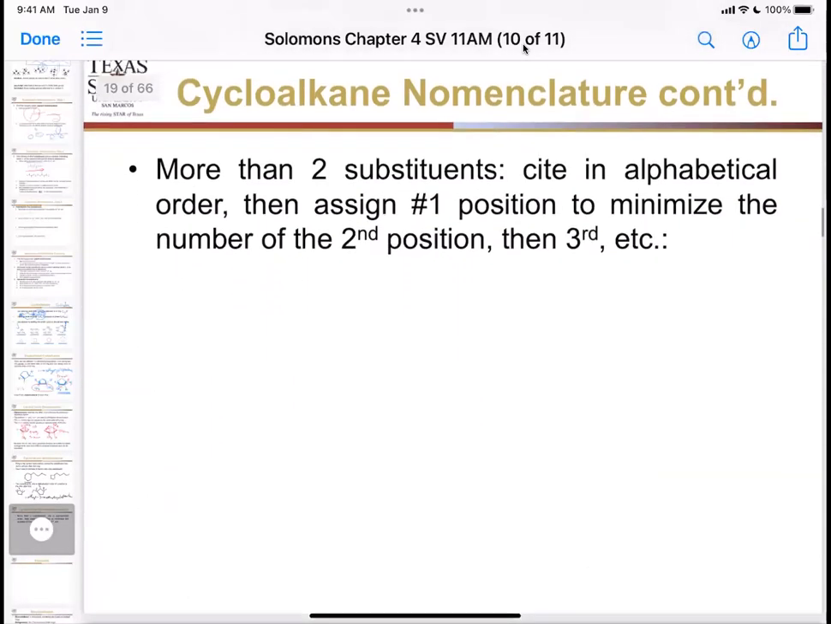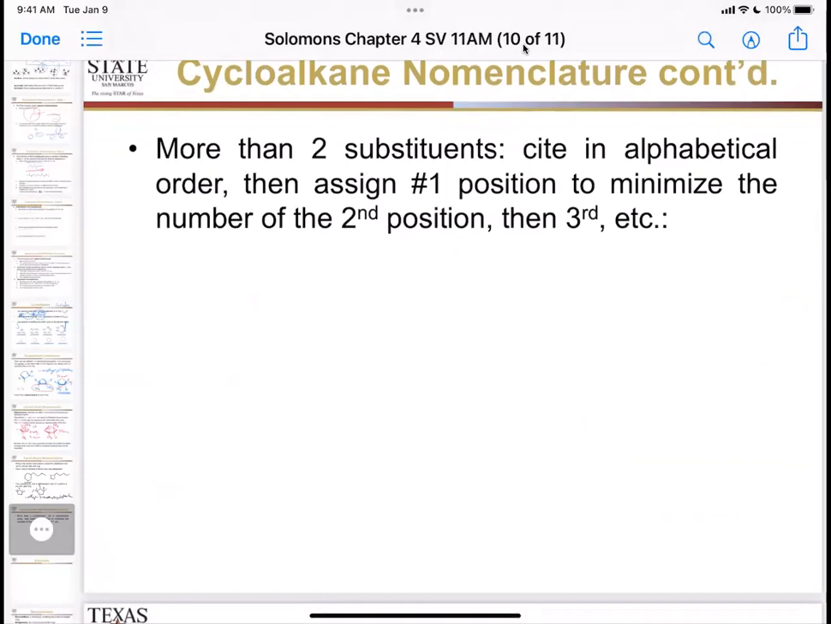Questions in the chat there. For more than two substituents, we have to do a slight modification of that. We go in alphabetical order and assign the number 1 position to minimize the total number. So what that means is now if you have an ethyl group and a methyl group and a methyl group, and it turns out to be fewer numbers to number through the 2 methyl groups, you might have to do that. Let me show you an example of that.